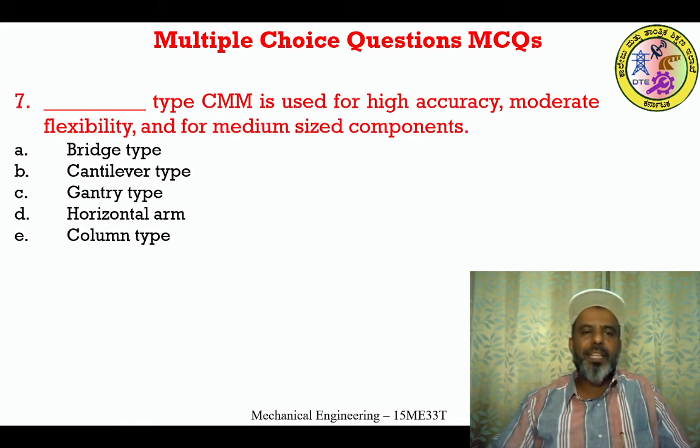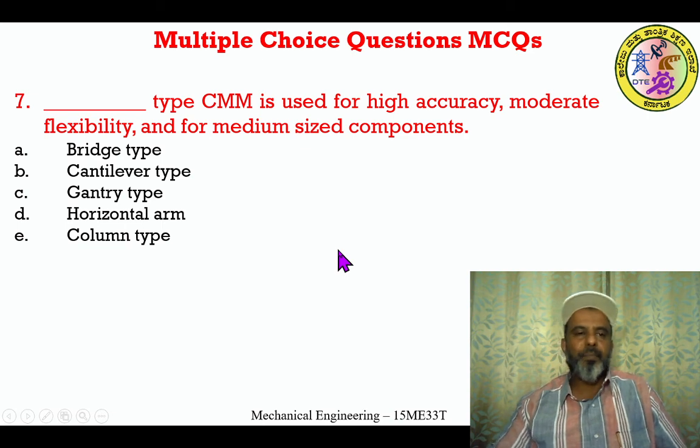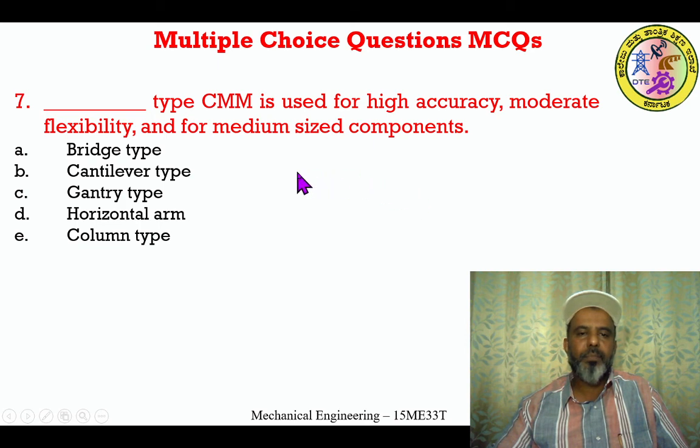Now let us study the 7th question. Dash type of CMM is used for high accuracy, moderate flexibility, and for medium size components. If you see the previous question, similar it is there, but here it is employed for medium size. Now let us wait for the answer. You guess. The answers given: bridge type, cantilever type, gantry type, horizontal arm type, column type. The answer should be, yes, the answer is A, that is the bridge type.